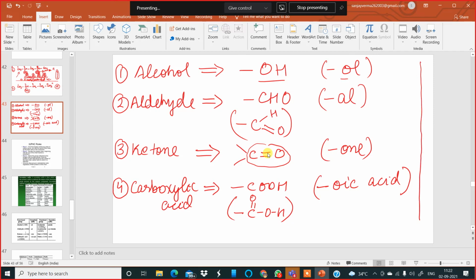In this carboxylic acid, the H can be below the O or above the O. It can be up here also, it can be below also. This is the bond: carbon double bond with oxygen, and single bond with oxygen. This oxygen is linked to the hydrogen. So if there is a carboxylic acid, then the secondary suffix becomes oic acid.